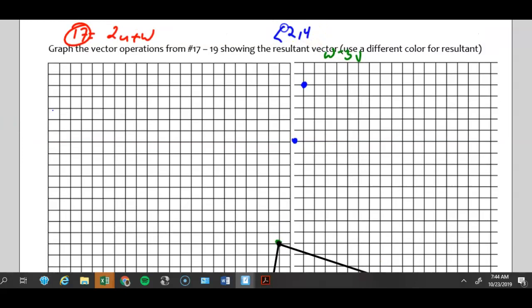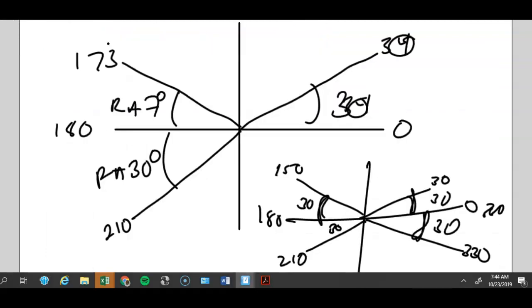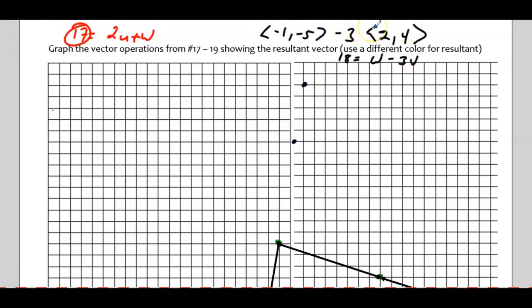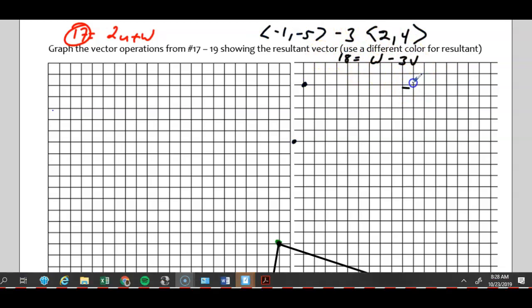v is 2, 4. Instead of going right, it's minus. So I'm going to distribute the negative 3. That'll give me negative 6, negative 12. From this point right here, I'm going to go left 6, because this is the x value, so left 6, 1, 2, 3, 4, 5, 6, and then down 12. 1, 2, 3, 4, 5, 6, 7, 8, 9, 10, 11.